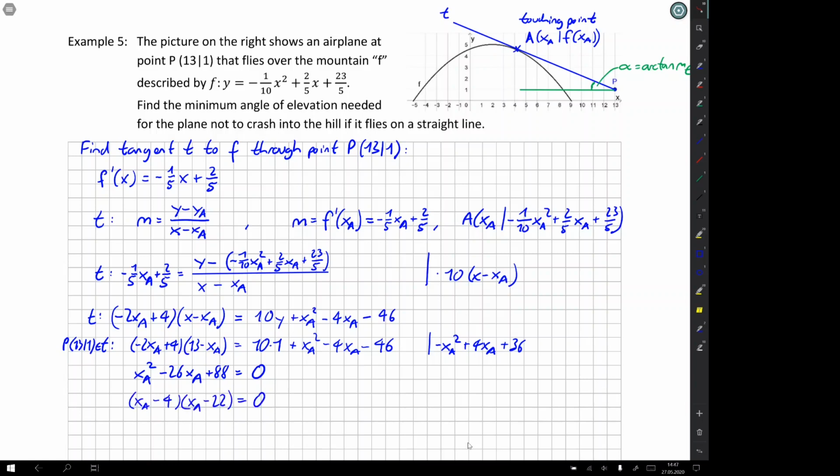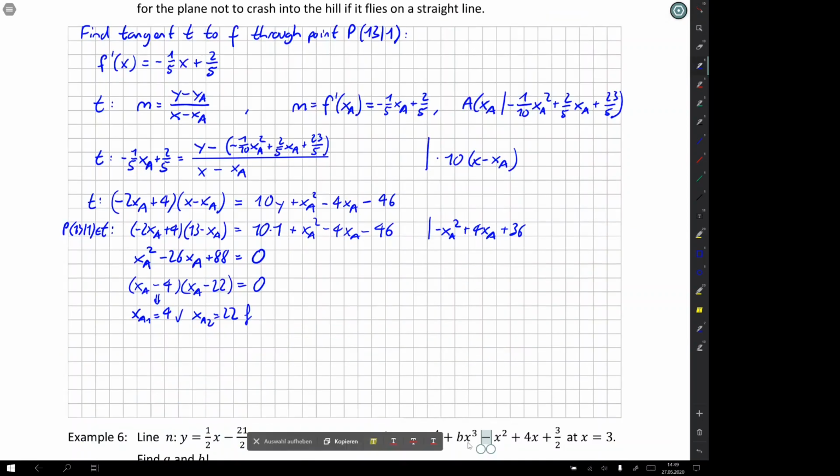Using factorization, we get (xa minus 4) times (xa minus 22) equals 0. And so we get two results, xa1 equals 4 and xa2 equals 22. By having a short look at the sketch up here, we see that the solution we're looking for is xa equals 4, because at 22 we would be somewhere down here. Well, that's below the ground level. That's not where we want to fly above the mountain. Obviously, that's the one solution we're looking for, so let's continue with that one.